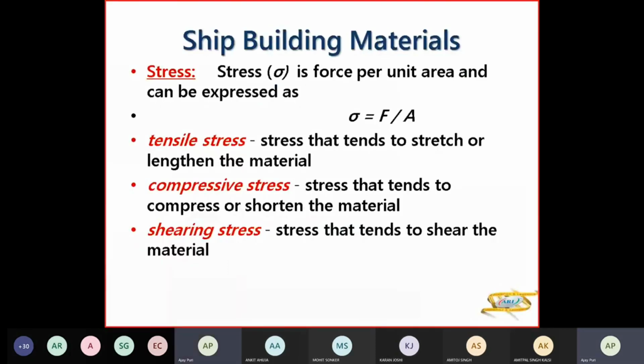So tensile stress is tending to stretch or lengthen the material. Compressive stress is tending to compress the material. And shearing stress is tending to shear the material across.